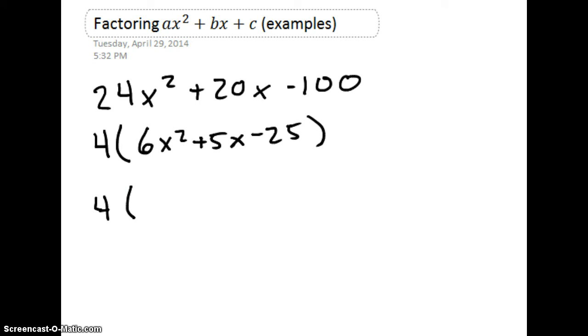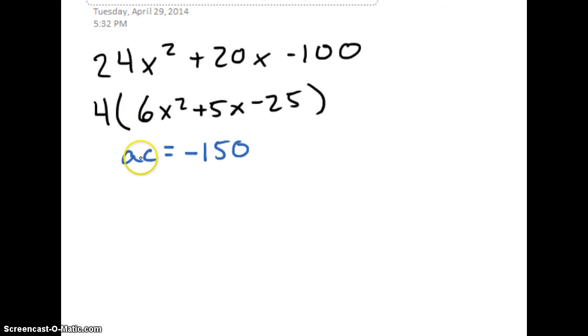So what I'm going to do is find AC. AC is 6 times negative 25, or negative 150. So I'm looking for two numbers that will give me negative 150 when I multiply them, but when I add them will give me 5.